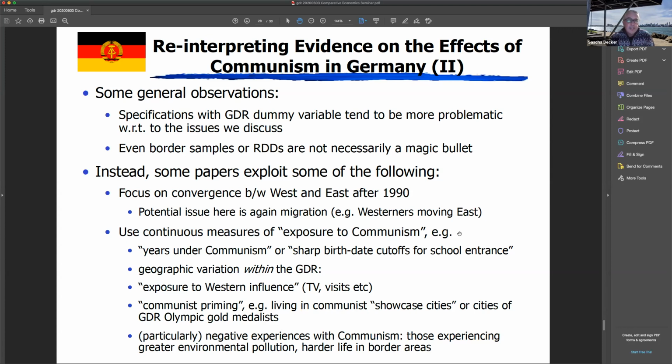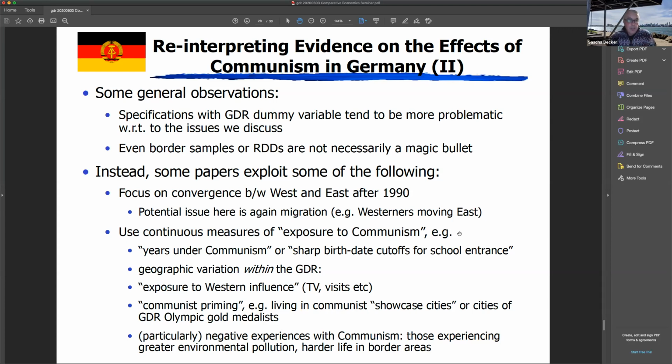Also communist priming. Some cool results use the fact that in communist model cities like Karl Marx City, people may have been more brainwashed that communism is a good thing, and they may behave differently, and people show that matters. And then also what seems to matter is particularly negative experiences with communism.